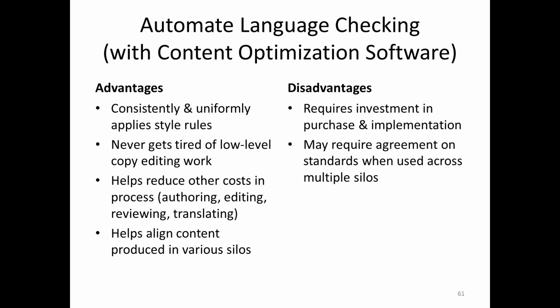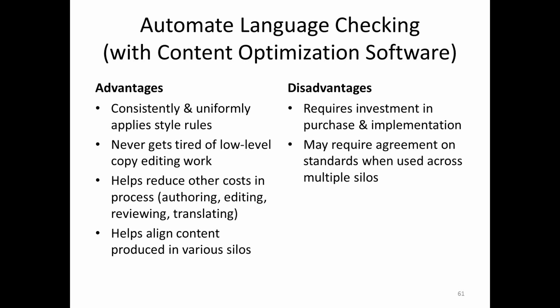Well, we consistently and uniformly apply style rules. It never gets tired of that low-level stuff. It helps reduce other costs in the process. The whole round trip of you create something that has issues, someone else has to catch it, and then you as an author have to reacclimate yourself to that content and fix it later, that's a very expensive thing. And if that problem isn't caught at that point in the process, but caught later, that makes it even more expensive to fix.